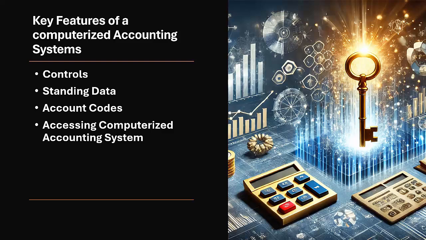3. Account codes. Every account in the general ledger is assigned a unique code to make categorization and posting of transactions efficient. These codes simplify identifying accounts like sales, rent expenses, or supplier payments. Account codes are particularly helpful for tracking transactions and ensuring accuracy in reports. Understanding these features will give you a strong foundation in using computerized accounting systems. Let's now move into each feature step by step.